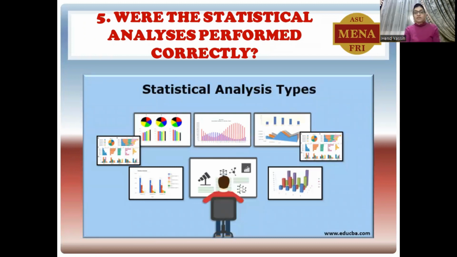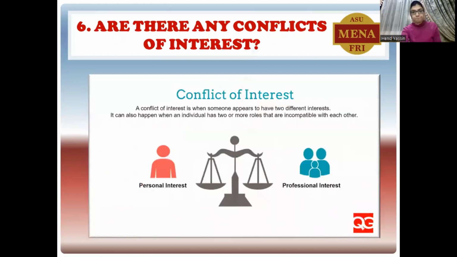Number 5, was the statistical analysis performed correctly? This is very important. Starting from the sample size calculation, the proper sample size calculation, going to the type of statistics, descriptive or inferential, using a parametric or non-parametric test, based on the assumption of whether the data follow the normal distribution or not, and so on. There are lots of factors involved in statistical analysis and the choice of the statistical analytical tests.